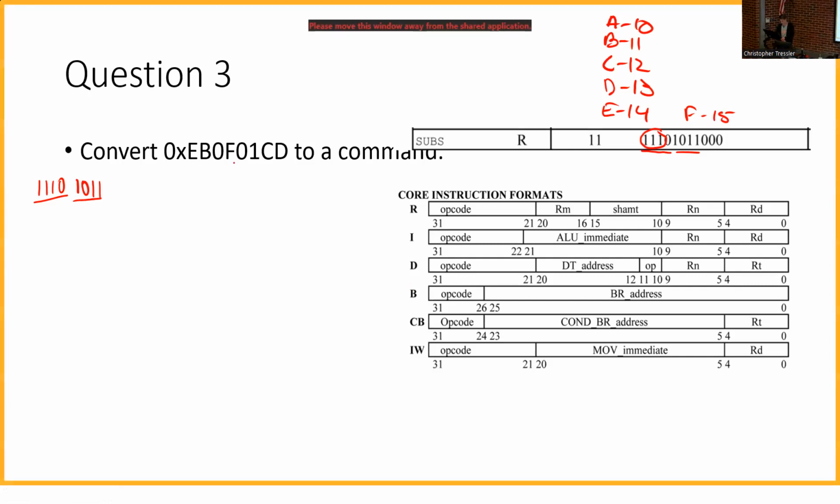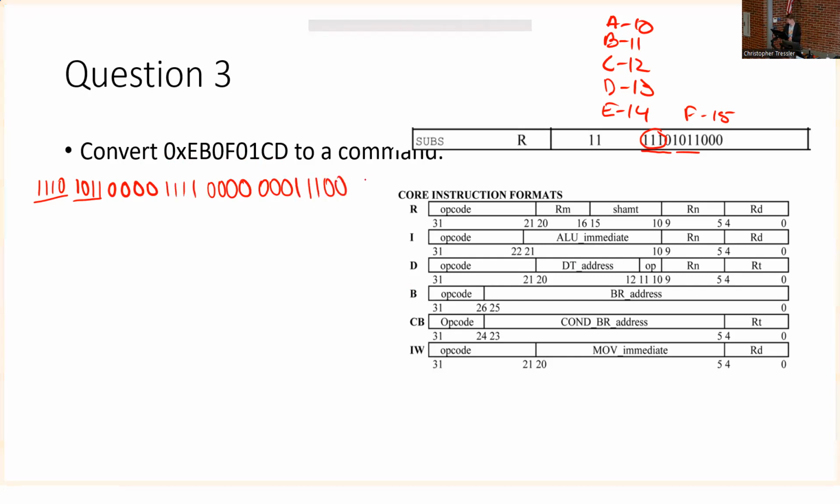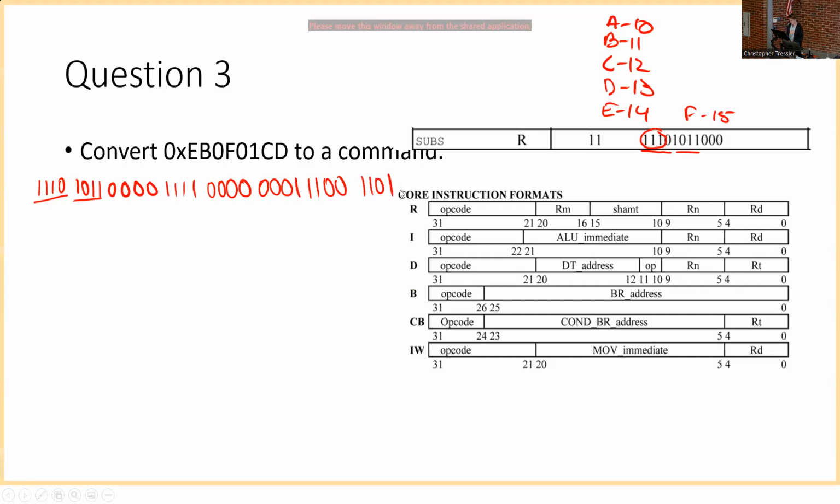So now I'm going to keep converting this. So now we have zeros, and it's going to be 0, 0, 0, 0, right? And then after that, we have F, which is going to be 1, 1, 1, 1, and we have 0, 0, 0, 0, and then we have a 1, so it's going to be 0, 0, 0, 1, and we have a C, which is a 12, so 1, 1, 0, 0, and then we have a D, which is 13, so we're going to have 1, 1, 0, 1, right? And that is our entire command, right?